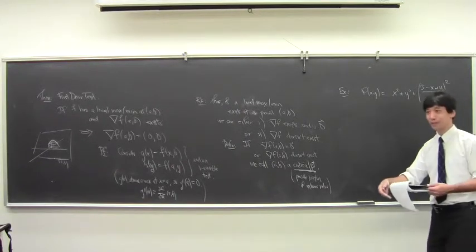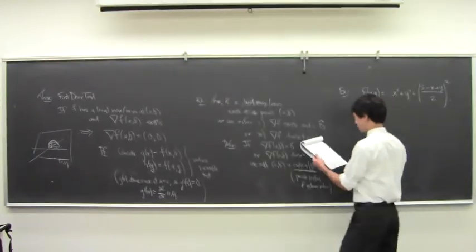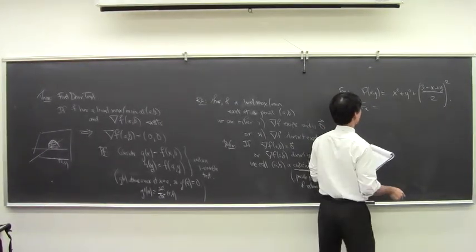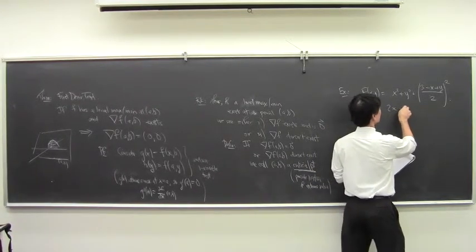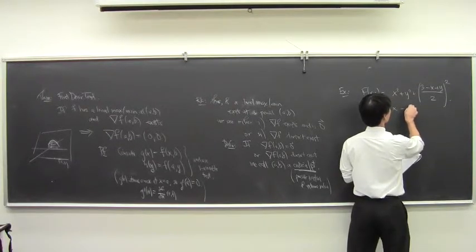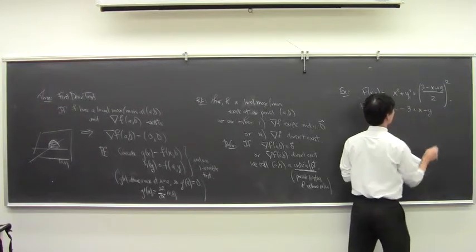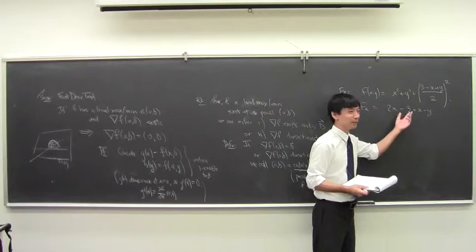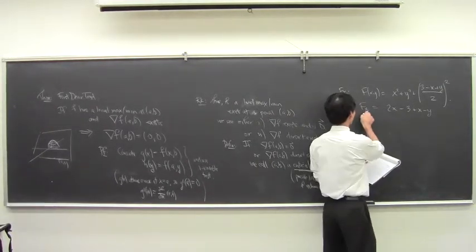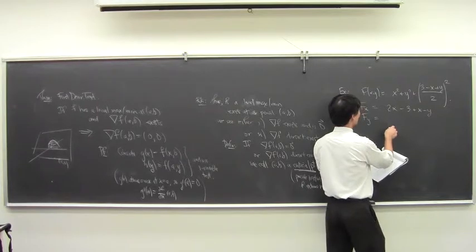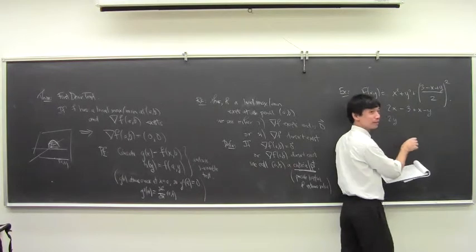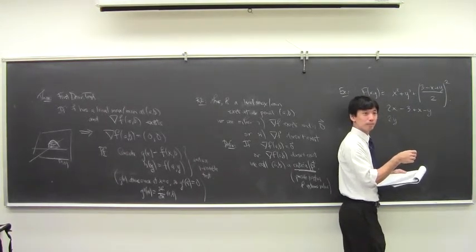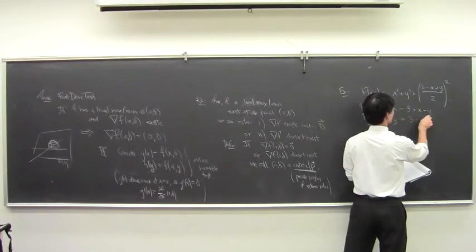Okay, it's not all that exciting, so let's just do it together. What's the partial with respect to x? Somebody tell me. 2x minus 3, yeah, plus x minus y. Thank you. I was afraid you were going to stop there. Don't scare me like that. And then the partial with respect to y: 2y, plus 3, yeah, minus x plus 1.